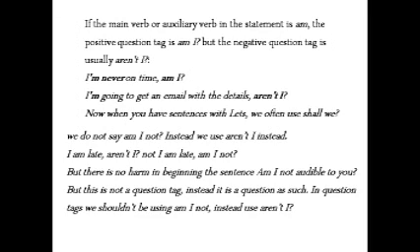be in the negative. But the question tag to make am I into the negative, you cannot use am I not. Instead, you are to use aren't I. We do not say am I not. Instead, we use aren't I. I am late, aren't I? Not I am late, am I not? But there is no harm in beginning the sentence, am I not audible to you? But this is not a question tag. Instead, it is just a question. In the question tag, we shouldn't be using am I not. Instead, you should use aren't I.